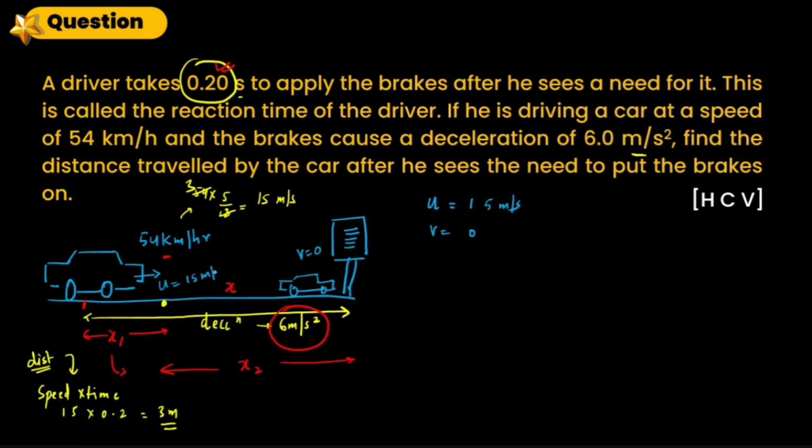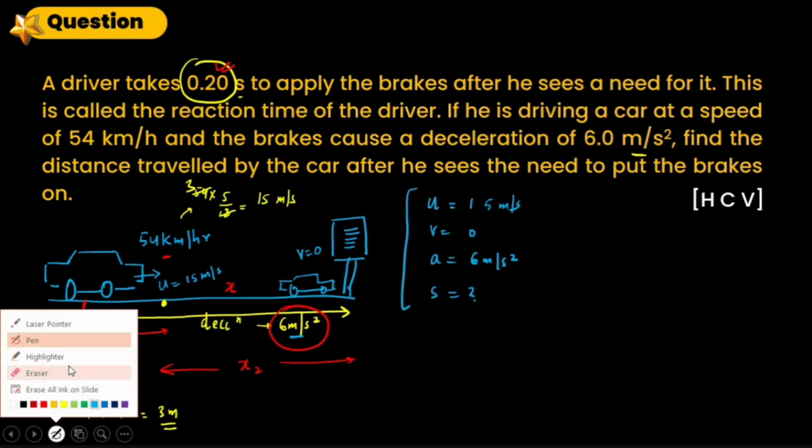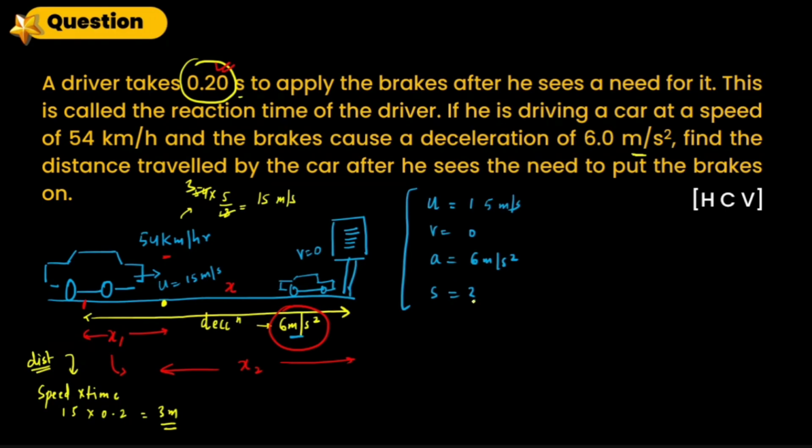Final velocity is going to be 0, and here the deceleration is 6 meters per second squared. So a is also given. We have to find the displacement S. So just try to recall the equations of motion and tell me which equation should we use in order to find S out of these three things given.